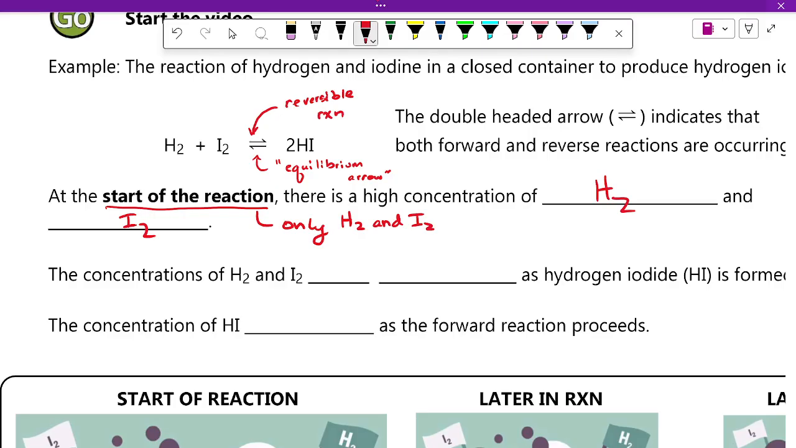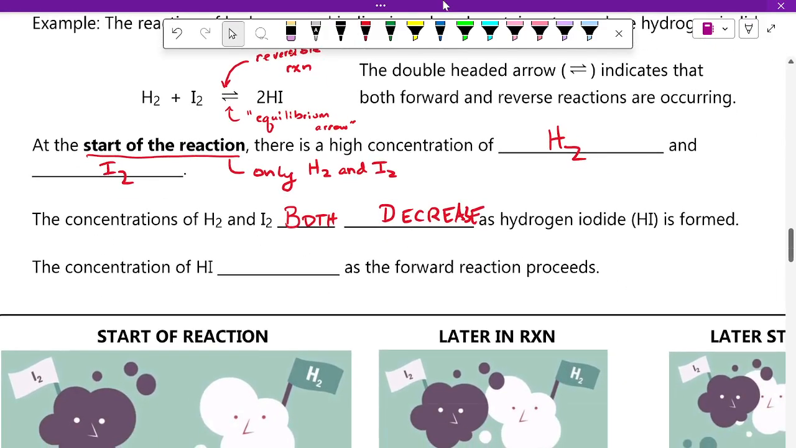Hydrogen iodide. As those H2 and I2 react and form HI, what happens to the concentrations of hydrogen and iodine? They go down. So the concentrations of H2 and I2 both decrease as hydrogen iodide is formed. And so obviously the concentration of hydrogen iodide, what does it do as we get the forward reaction happening? It has to increase, right? You started with none, it has to increase.